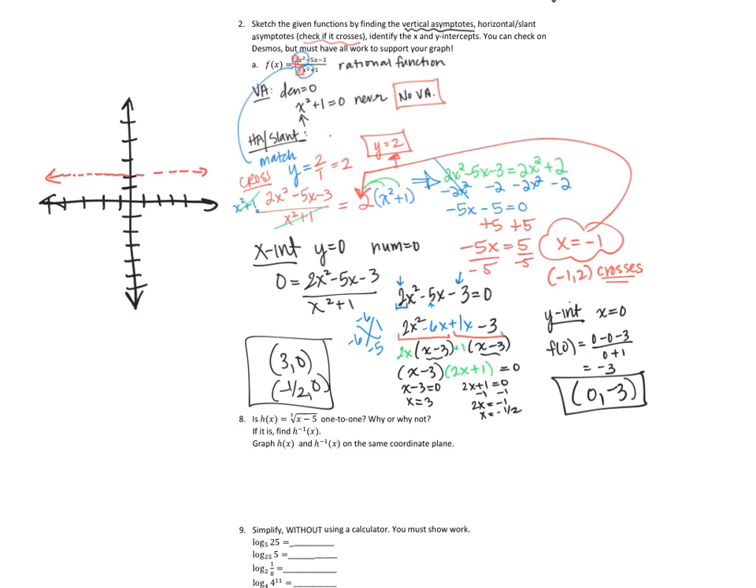We do cross it at x equals negative 1, so I'm going to plot that point on here. So negative 1, up 2, so we know we're going to cross right there. We have our x-intercepts at 3, 0, and negative 1/2, 0. And then we also have a y-intercept of 0, negative 3.